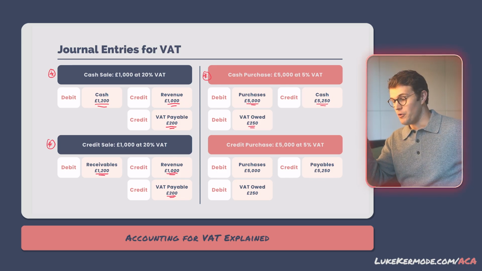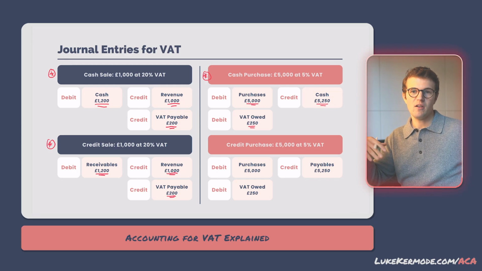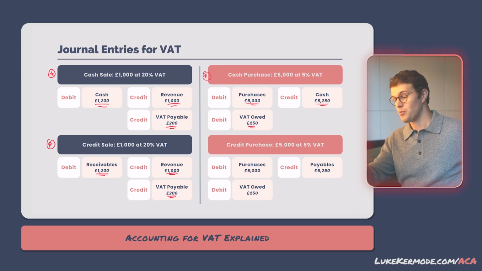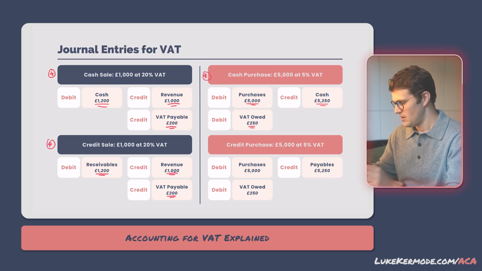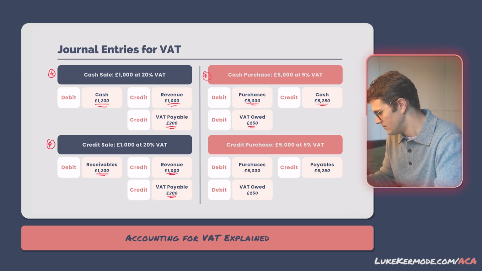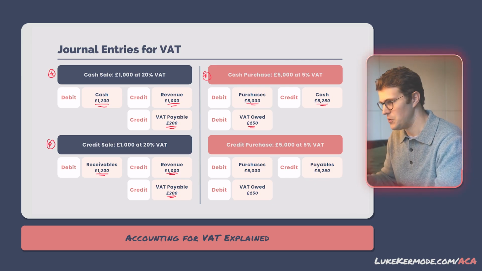This is actually the amount that's owed to the business by HMRC. Because they made a purchase, they can recover some of that VAT from HMRC, hence why it's a debit to the business. That's value owed to the company. And of course we credit the cash amount of £5,250.